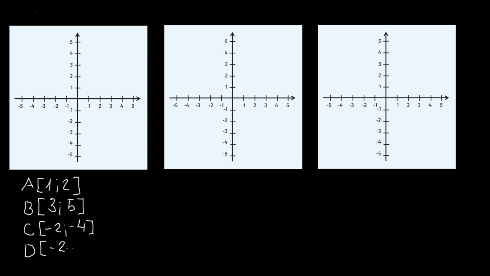A, we have 1 and 2 as coordinates. Point B, which we have 3 and 5. Point C, which we have -2 and -4, and D, which we have also -2, but +3. So how are we going to do this? Now, each point I'll draw in a specific line.